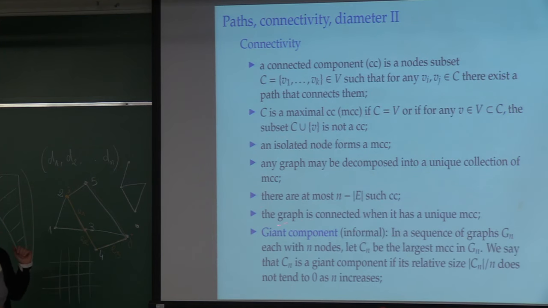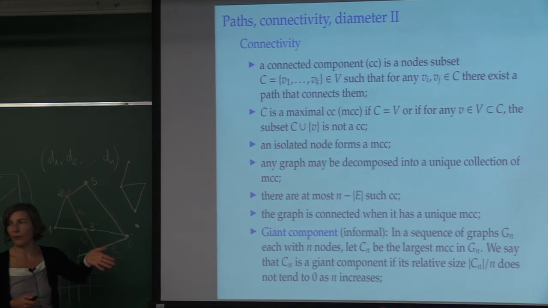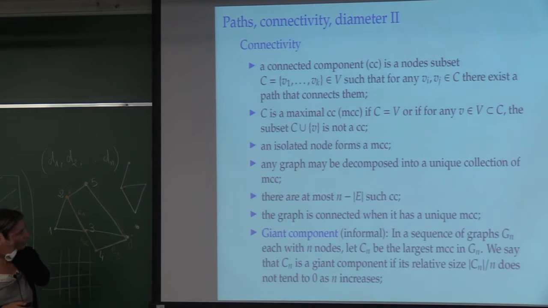And we say that a graph is connected when it has a unique maximal connected component. So here, the graph is not connected. If I focus on that part, that's a connected graph. So in a connected graph, I can go from any node to any other node.